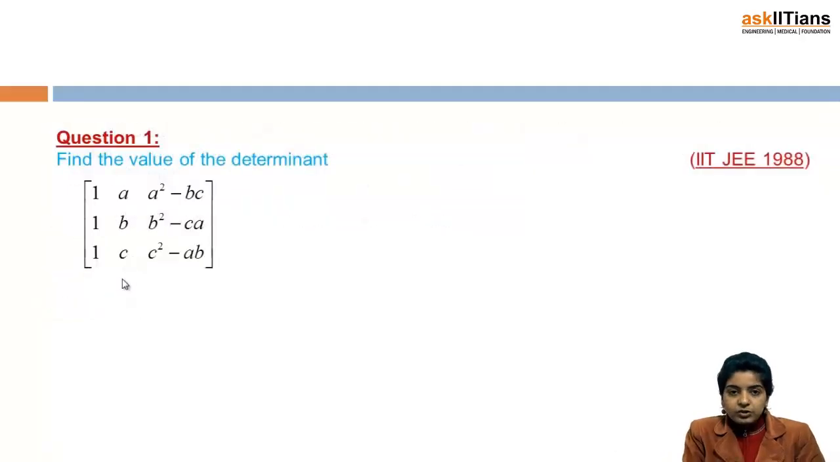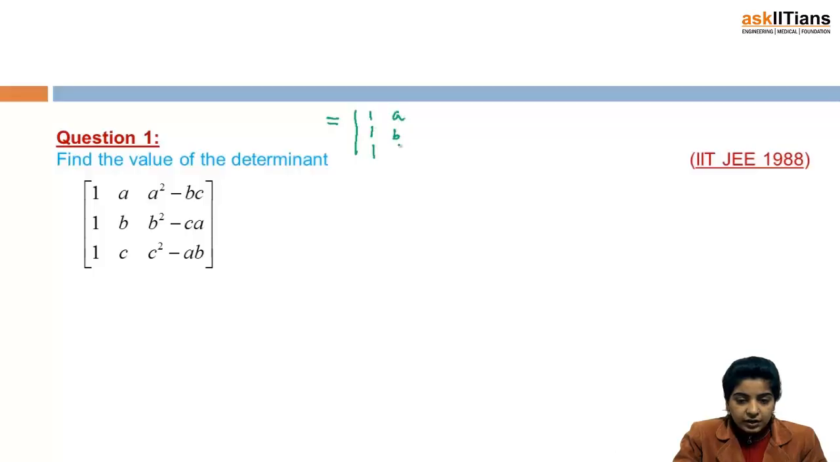Okay, now we have a question based on determinants, and this question has been asked in one of the previous year questions in IIT JEE. Find the value of this determinant. Now this is basically on the basis of, we'll use some of the properties of determinants. How do I proceed? Suppose I do not know anything about this question. One thing which is clear is that I can just write it as the sum of these two determinants.